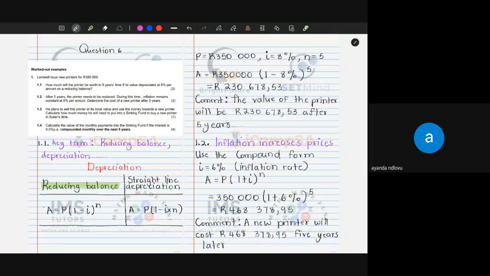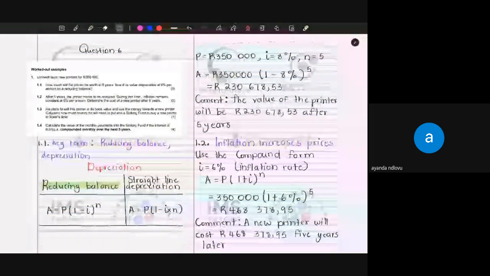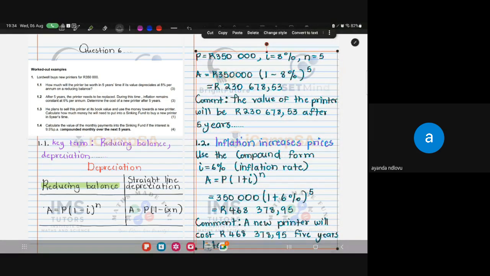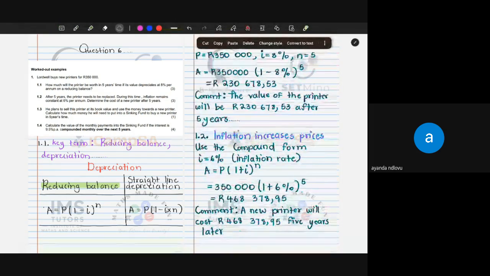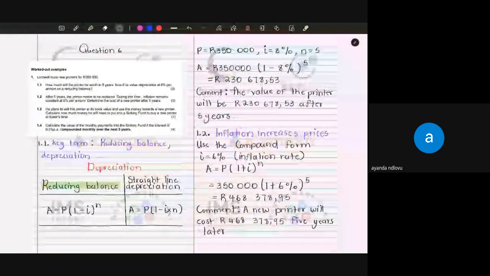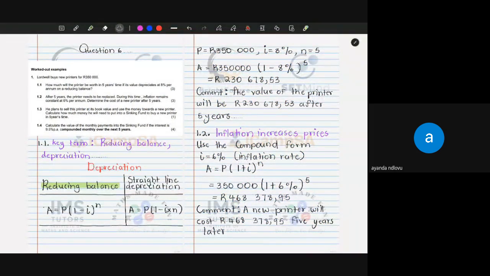Do you guys understand what is happening here? Is maths not beautiful? If you think it is not, please listen to me more. You will appreciate it. So this is the amount that we need to pay for the printer after that many years. Now let's go to 1.3.